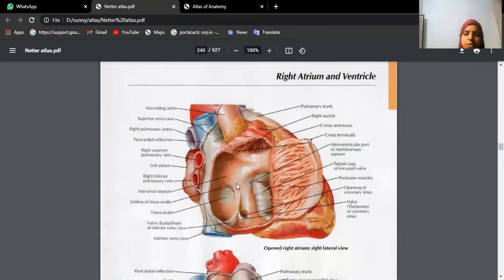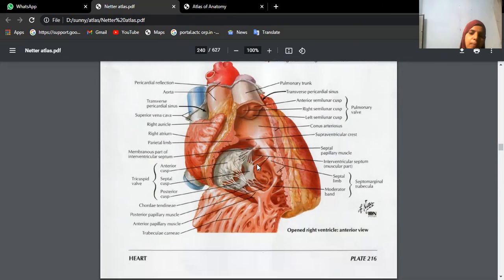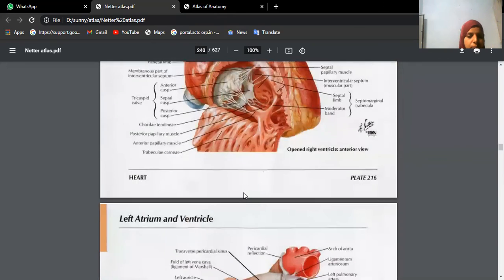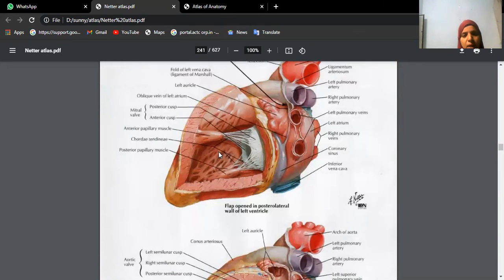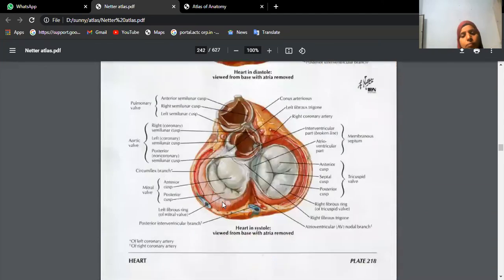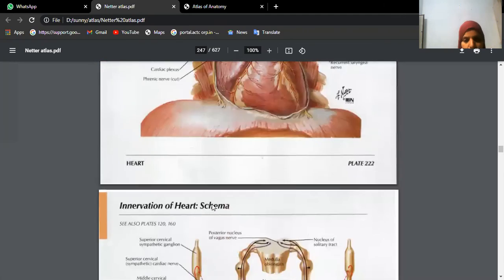This is the right atrium which is opened, and you can see interatrial septum, picture is much better in Netter's atlas. This is right ventricle, tricuspid valve, chordae tendineae, papillary muscle, supraventricular crest, and conus arteriosus. These are the semilunar valves which you see at the pulmonary trunk. Similarly, you have left ventricle also, where we have bicuspid valve, also called mitral valve. Again, two cusps, chordae tendineae, papillary muscles. Same pictures, but here the picture quality is much better in Netter's atlas.